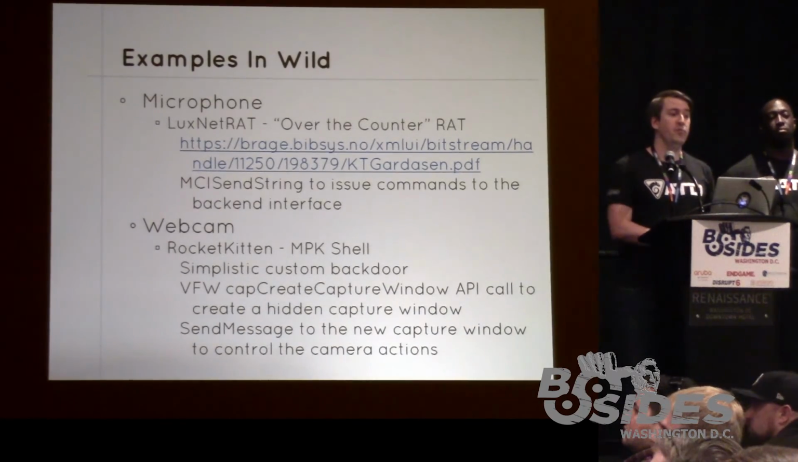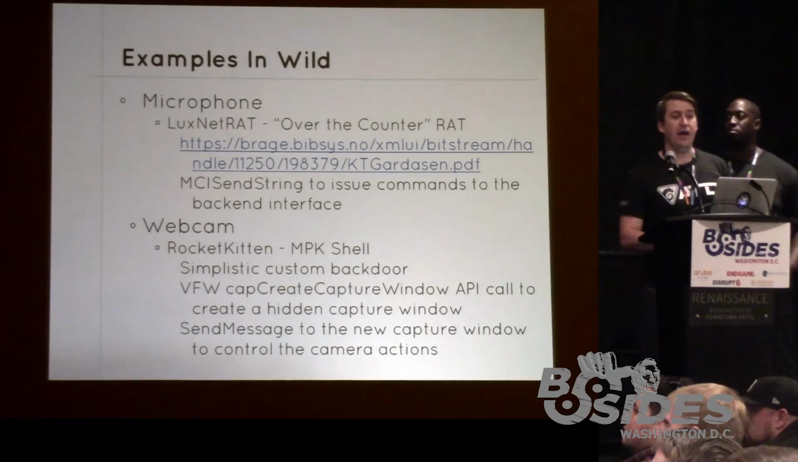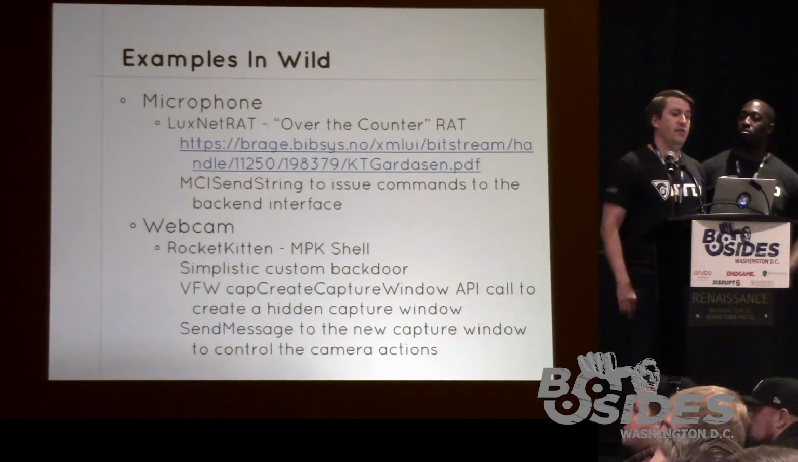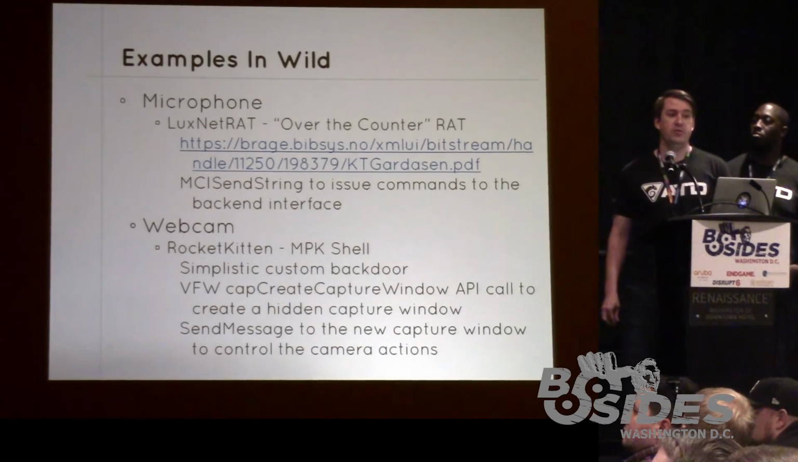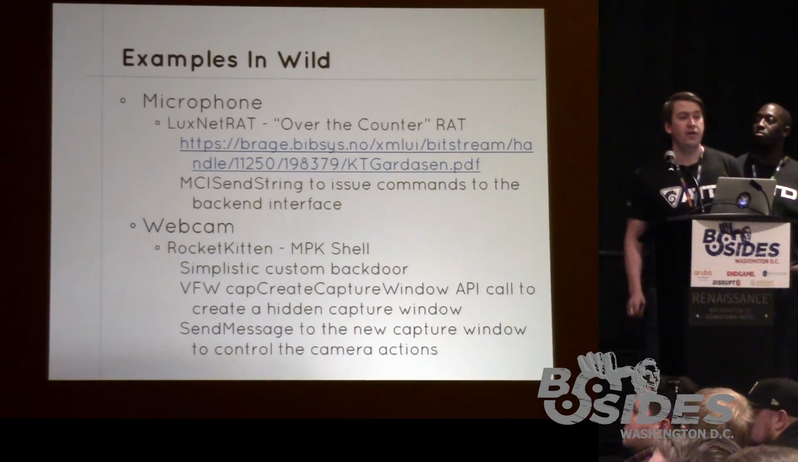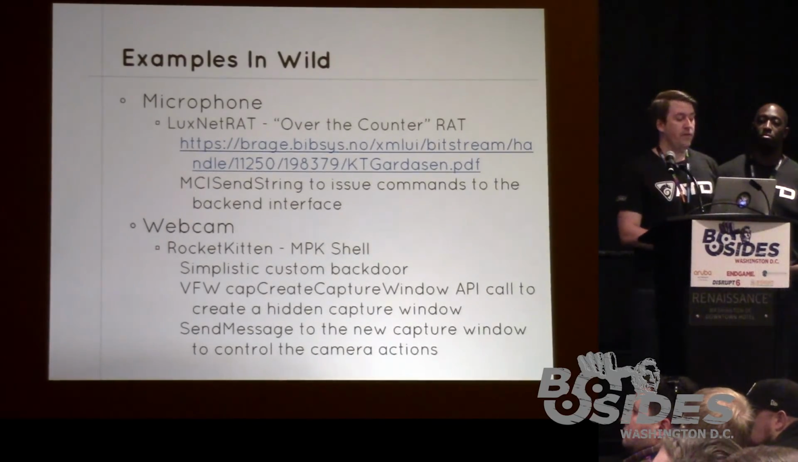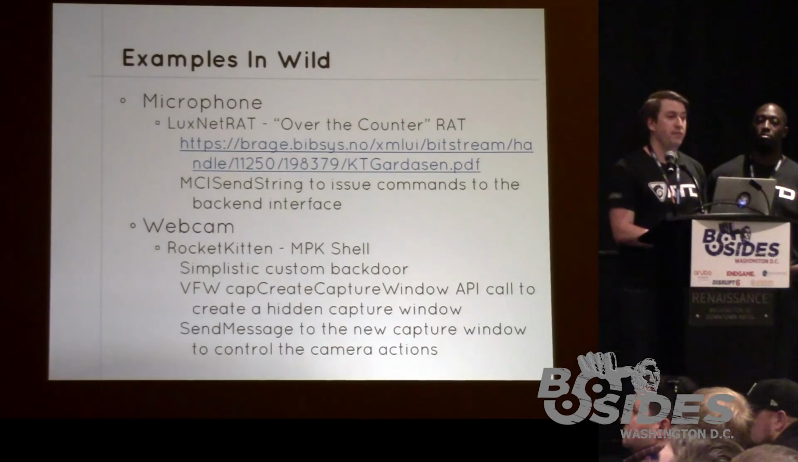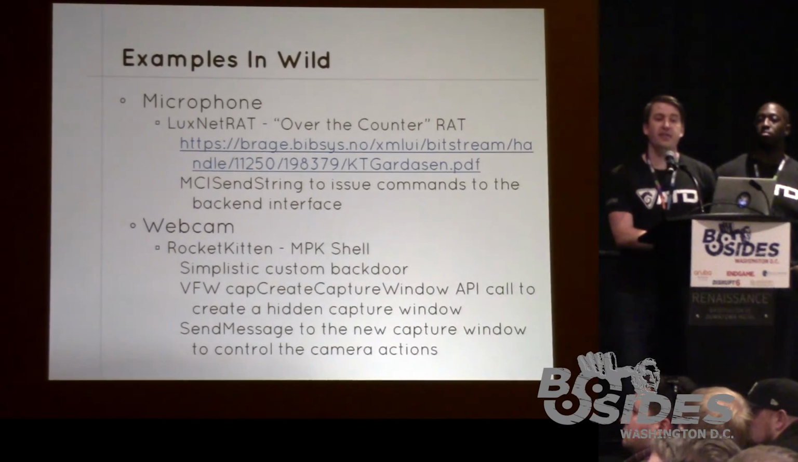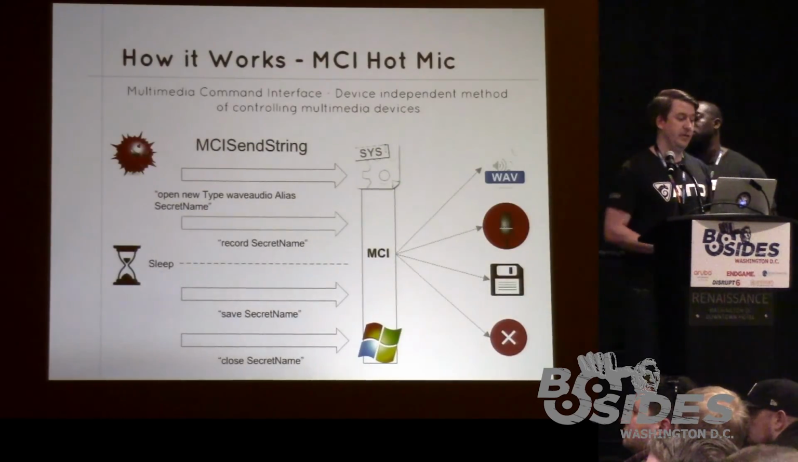And then for the webcam specific capability, we're going to dive into an adversary known as Rocket Kitten. They have a tool called MPK Shell, which is their lightweight backdoor, very simple in nature. However, it uses a set of API calls called VFW, Video for Windows, to access and control the webcam that we're going to dive deep into.